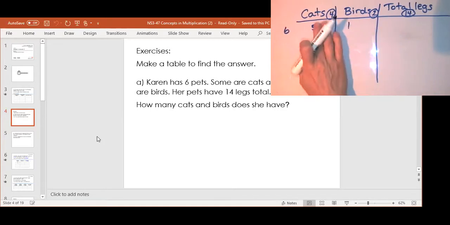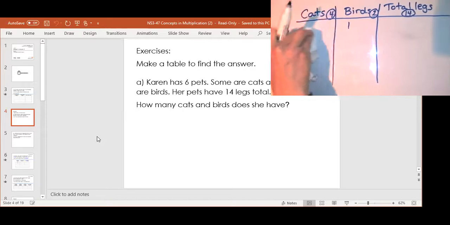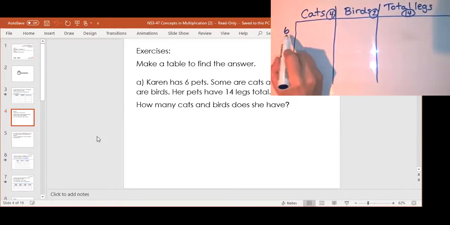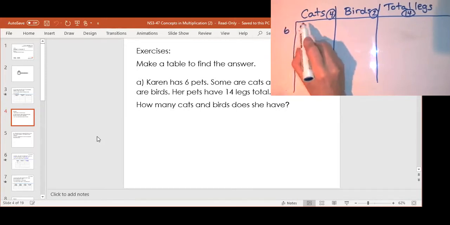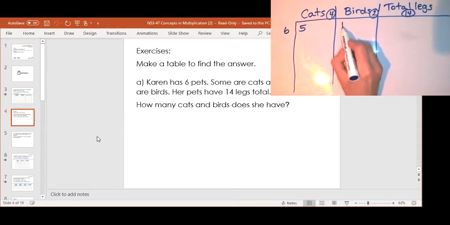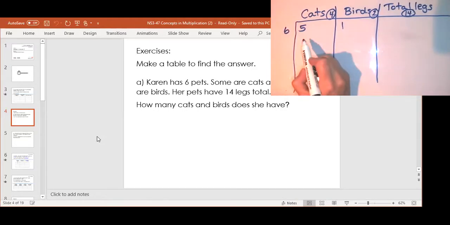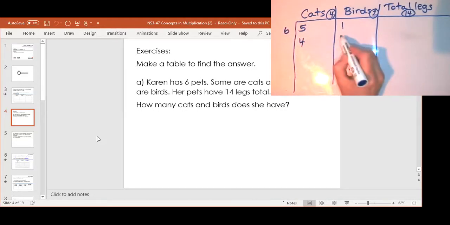Okay, I'm going to write it. I think I'm just going to switch this around a little. I'm going to write the 5 over a bit. So the 6 is just telling me how many pets altogether. So she could have 5 cats and she could have 1 bird, because 5 and 1 is 6. Or remember, we don't know. We're trying to solve a problem. She might have 4 cats and 2 birds.